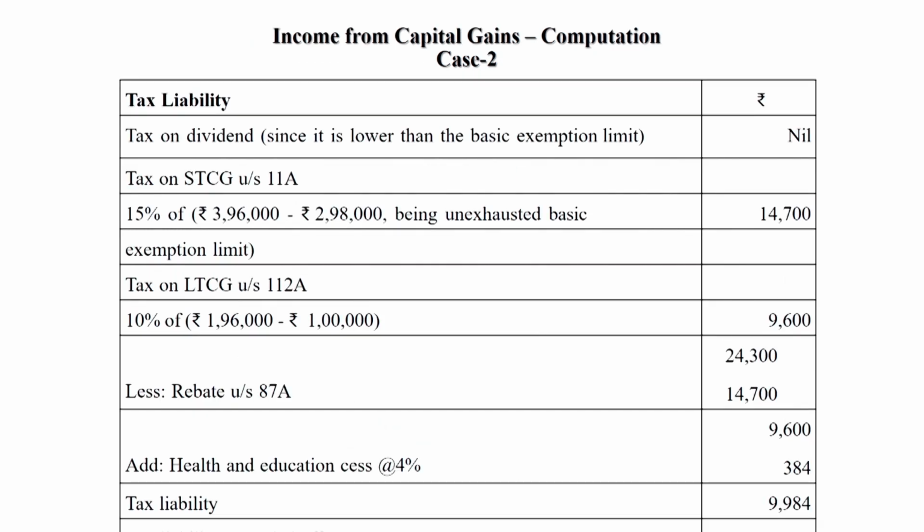So, dear students, if you talk about the tax liability, in the case of capital gain, the tax liability will be computed on the basis of a flat rate, not a slab rate, not the normal rate. Tax on dividend, since it is lower than the basic exemption limit, will be nil.